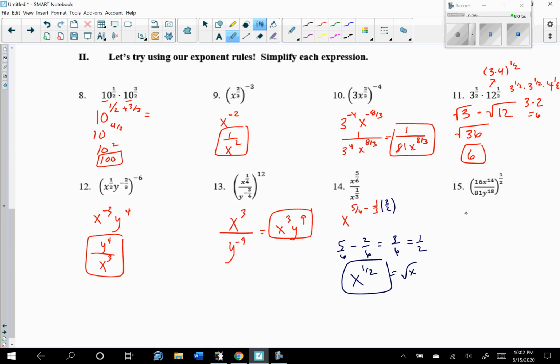Looking at the next one, we have power rule, so you can simplify inside first if you can, or reduce through the power. It's just personal preference. So 16 to the 1/2, x to the 14 times 1/2 is 14 over 2, or 7, 81 to the 1/2, and y to the 18 times 1/2, or divided by 2, is 9. 16 to the 1/2 is really the square root of 16, and this is the square root of 81. Square root of 16 we know is 4. Square root of 81 we know is 9. And that's it.